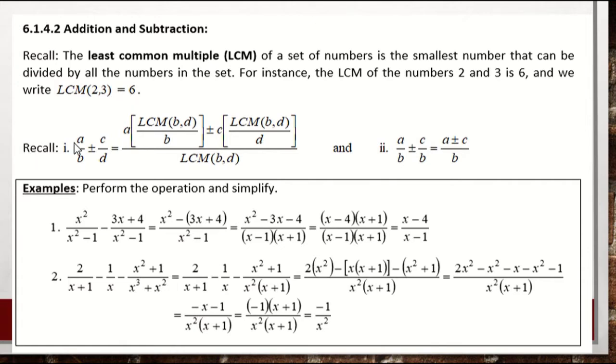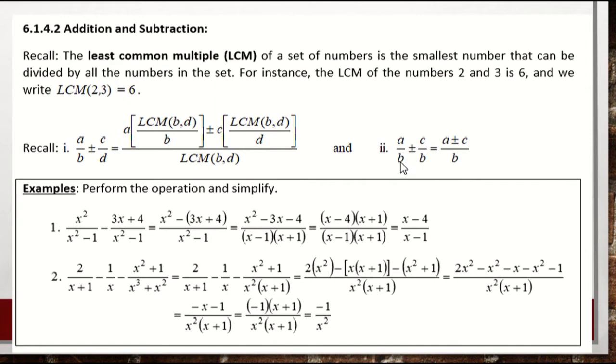Okay, let us recall a over b plus or minus c over d. That is equal to a times the LCM of b, d over b, plus or minus c times LCM of b, d all over d, all over the LCM of b, d. And we have here a over b plus or minus c over b. That is equal to a plus or minus c over b.